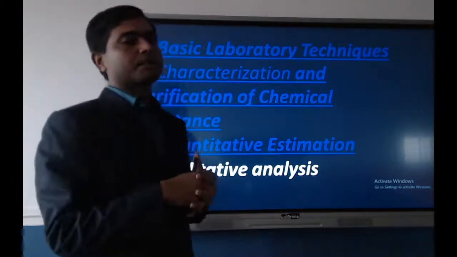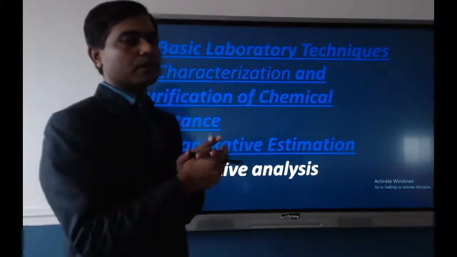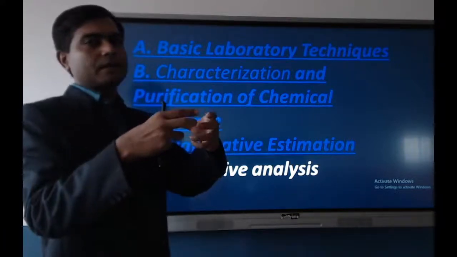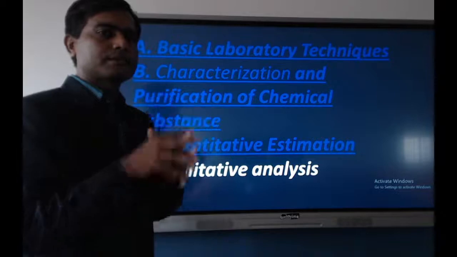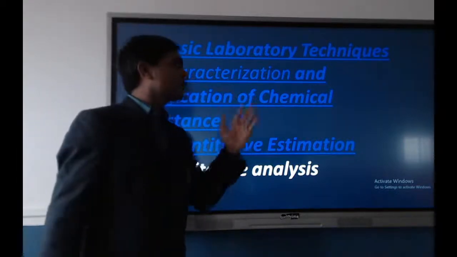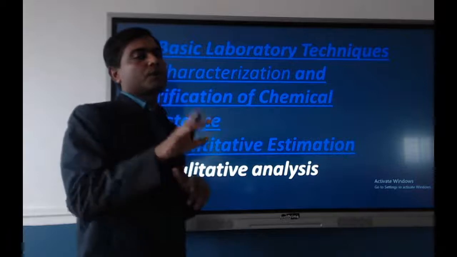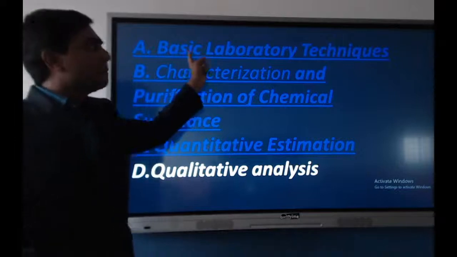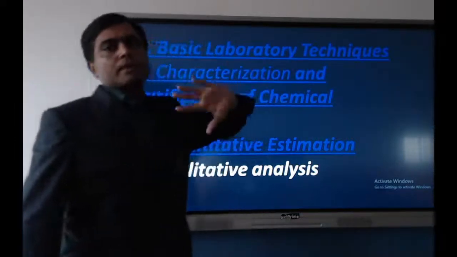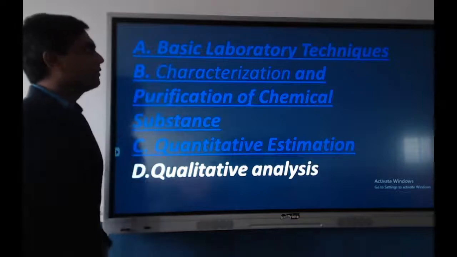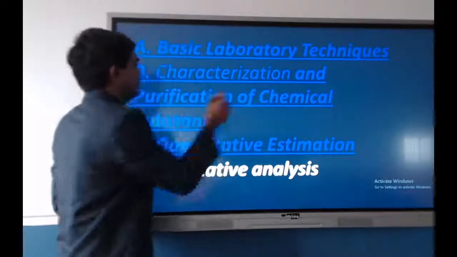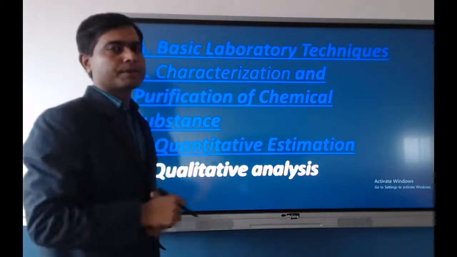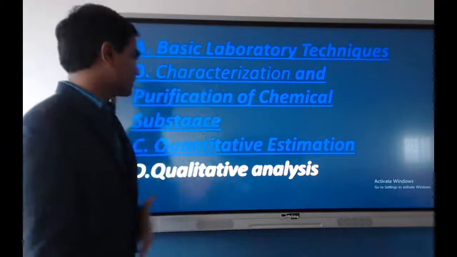When you go to the next experiment, there you will have some mechanical work, meaning how to prepare a bent tube by heating, how to prepare the stand, how to apply distillation. Some experiments like that will be there, and in the third experiment they will give some salts. You have to identify the atoms or ions present in that. Okay, so you can see here basic laboratory techniques. Whatever basic things are required for chemistry, you are dealing with there. Characterization and purification of chemical substances. Whatever chemicals are there, they may contain some impurities. That purification part you have to do in this second experiment.